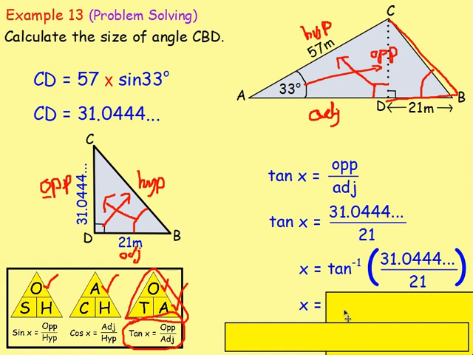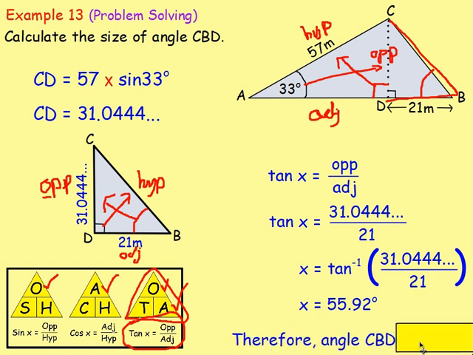If you type that into the calculator, you end up getting an answer of 55.92 degrees to a couple of decimal places. And because we were asked to work out the size of angle CBD, don't finish off by saying x is this. We're not asked for x. We're asked for the size of the angle, so we should say, therefore, the angle CBD is equal to 55.92 degrees.